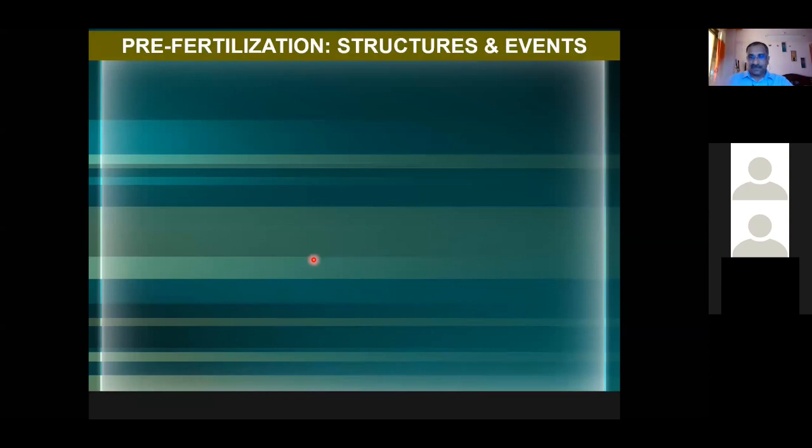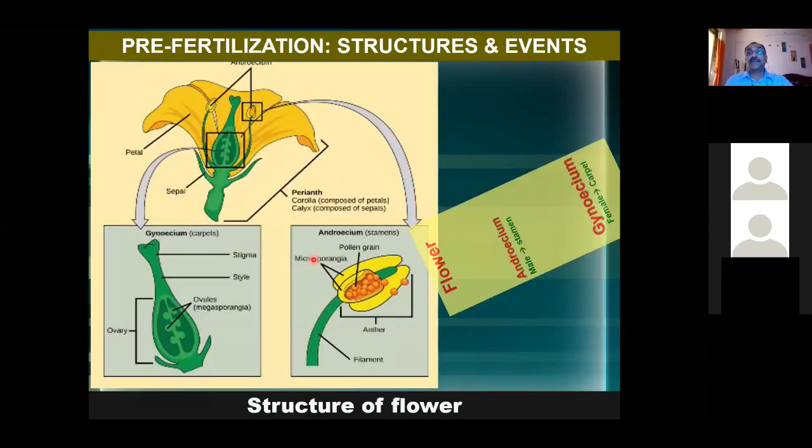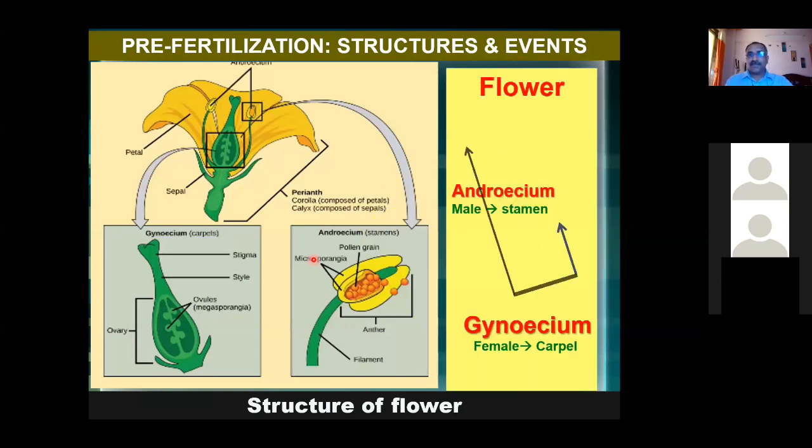And tomorrow we will start with this one: structure of the flower plus androecium. So this much I already told you. The flower has two essential whorls, androecium and gynoecium. The androecium is made up of the stamens, because this is the male reproductive structure, and the female reproductive structure is called the gynoecium, that is the carpel.